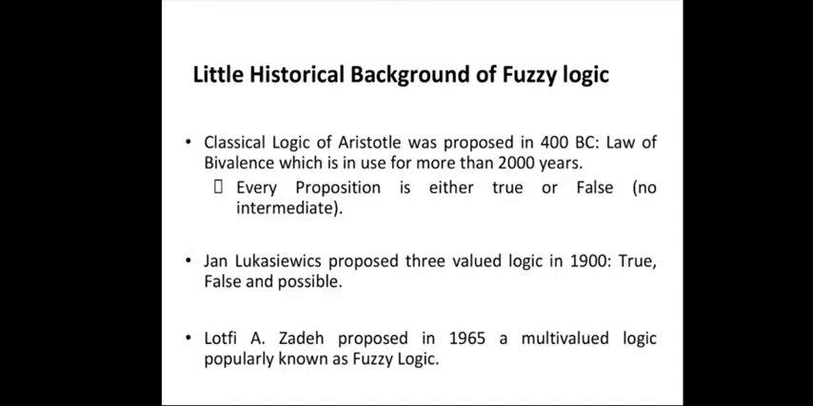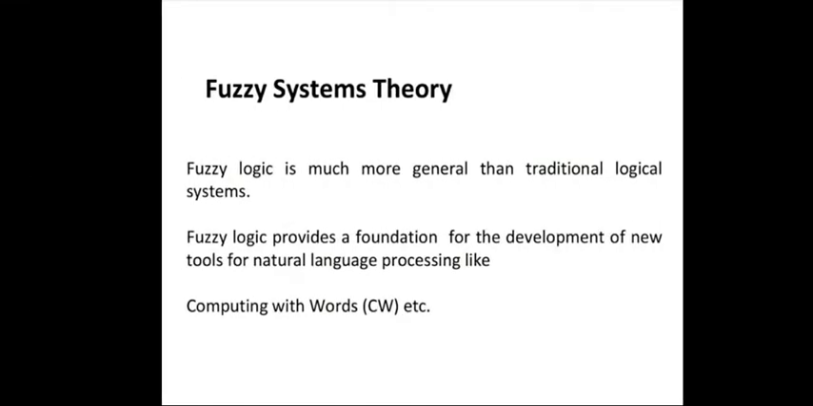So there is no intermediate value of truth or falsehood. Another logic was developed by Jan Lukasiewicz, who proposed three-valued logic in 1900 AD. This logic has three values: true, false, and possible. Then Professor Zadeh proposed fuzzy logic in 1965, which is multivalued logic, and this is very popularly known as fuzzy logic. So what is fuzzy system theory? Fuzzy system logic, or fuzzy logic, is much more general, as already mentioned here.